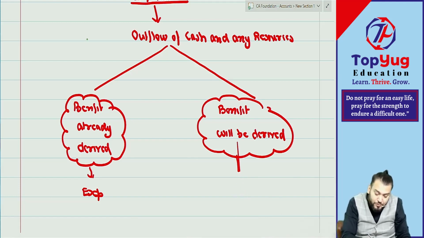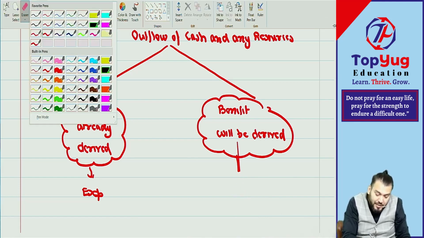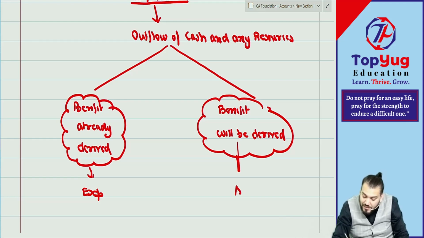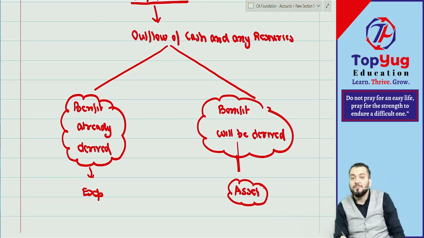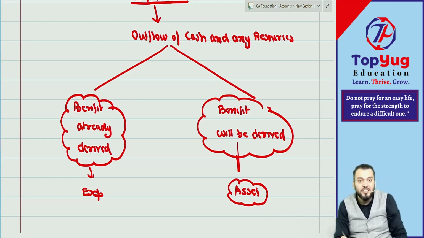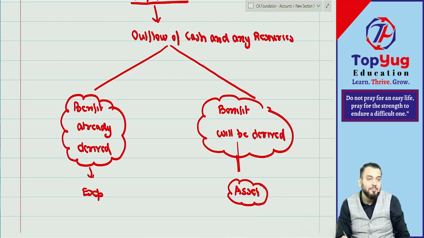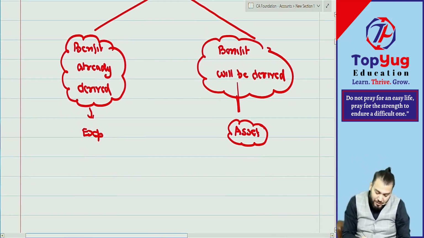So have you understood when to classify an expenditure as an expense? You need to find out whether benefit is derived. If derived, it becomes an expense. If benefit is not derived, it is an asset. So now write down the meaning of asset. Point number 2.